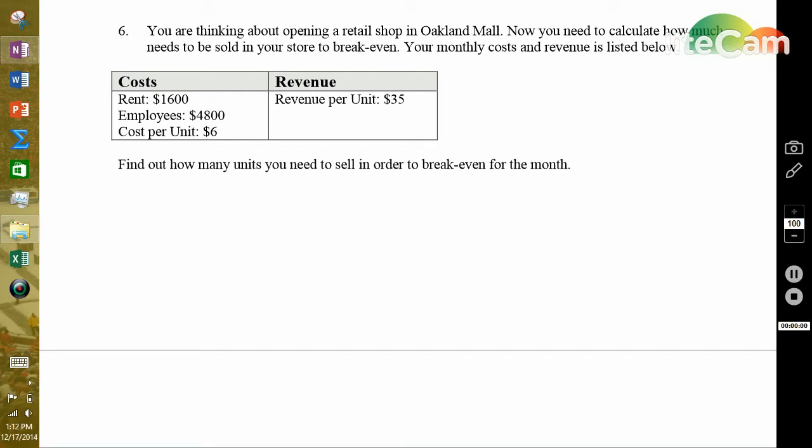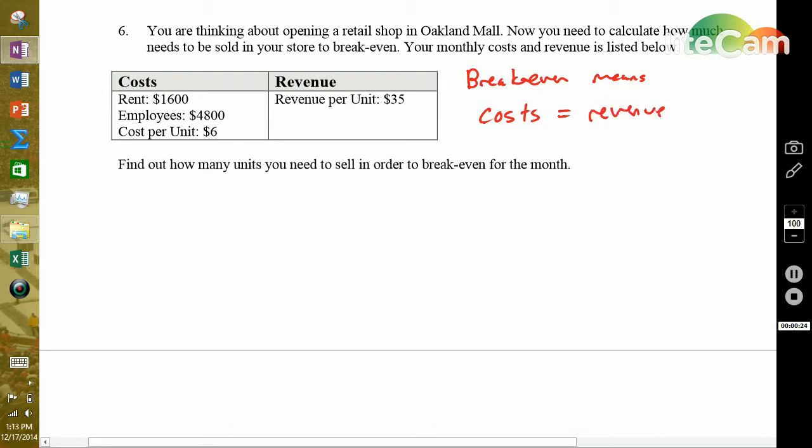In number 6, you are given a situation where you're opening a retail shop in Oakland Mall, and they're asking you to calculate how many units you need to sell to break even. And break even means when your costs are equal to your revenue. So there's no profit, but there's also no loss.